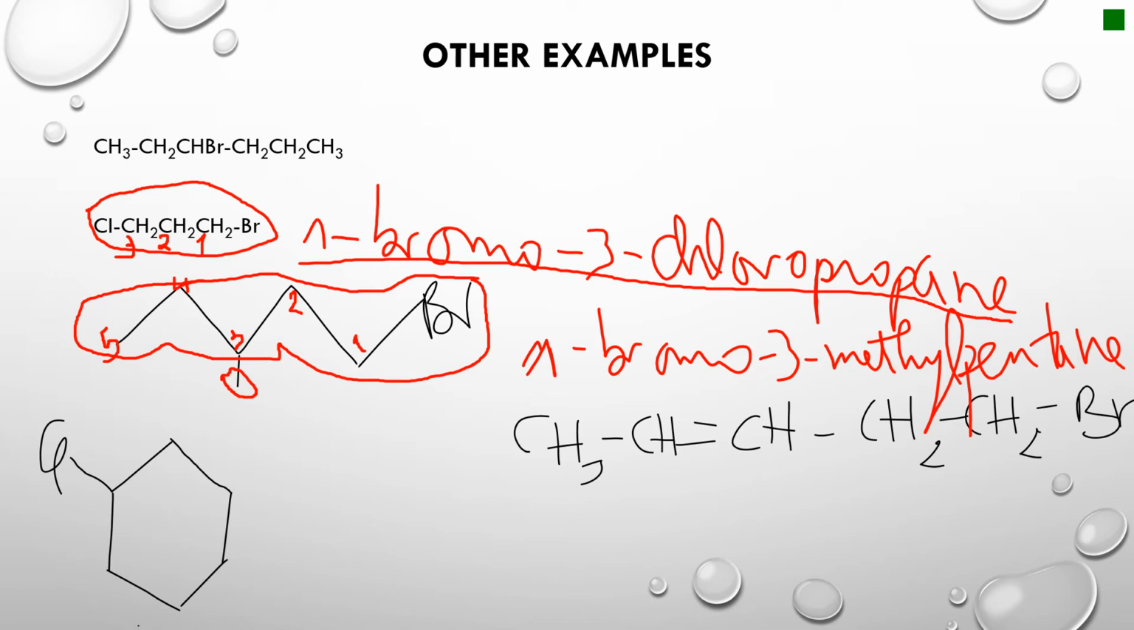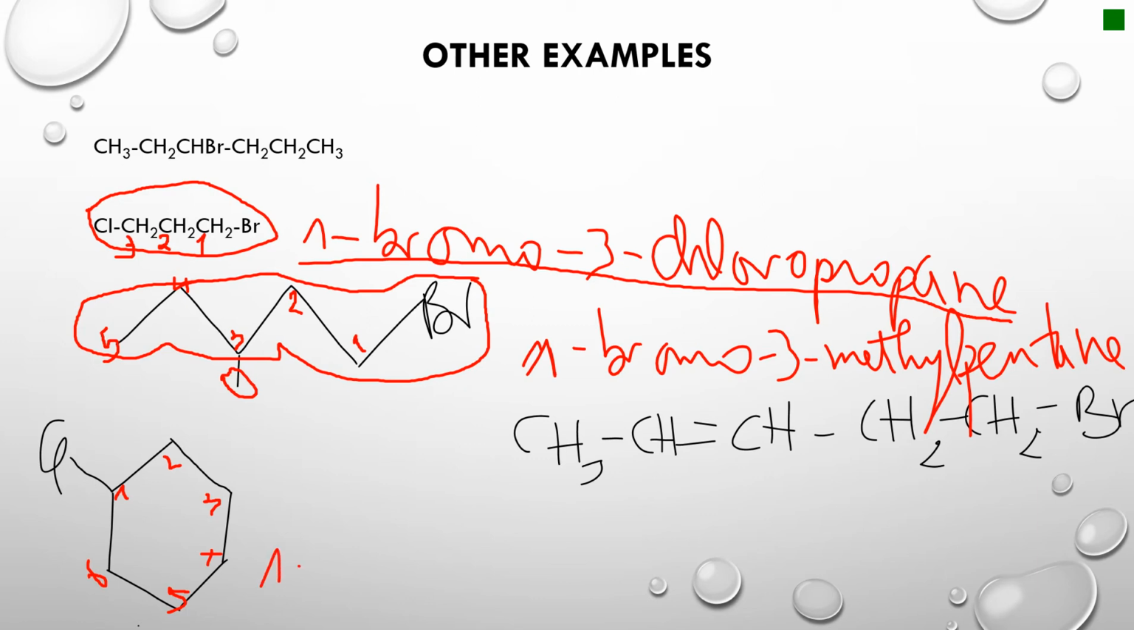We can name this one. When now the parent chain is cyclic, we have always to make this carbon which has halogen number 1. And it's 1, 2, 3, 4, 5, and 6. And then we construct the name by starting by writing the name of the halogen with its position.